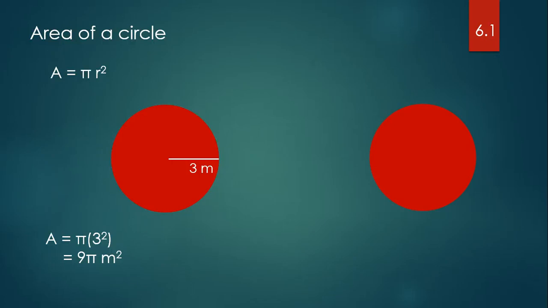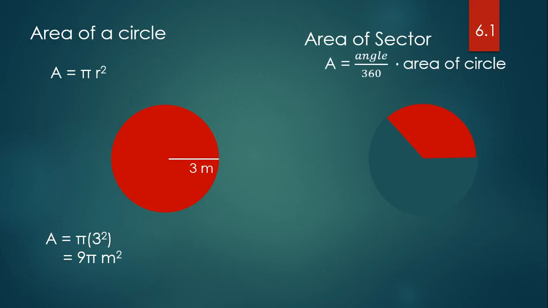Now what if instead of wanting to find the area of the entire circle, we want to find the area of part of the circle, kind of a wedge shape? Well, in this case, we're looking for the area of a sector. And just like with our arc length formula, for the area of a sector, what we're going to have to do is find the area of the entire circle, and then we'll take a fractional part of that, which is defined by the measure of the angle divided by 360.